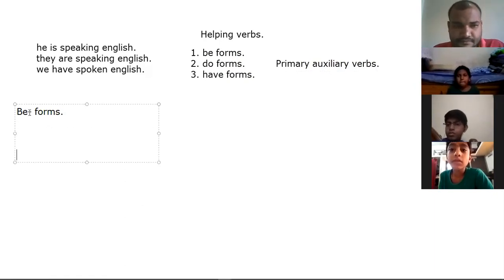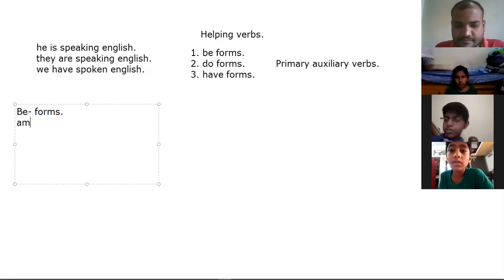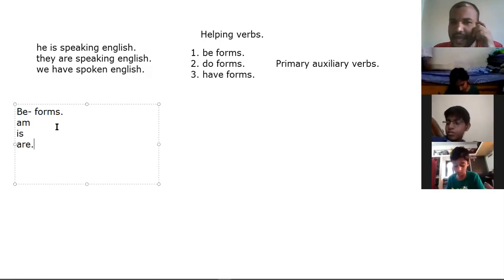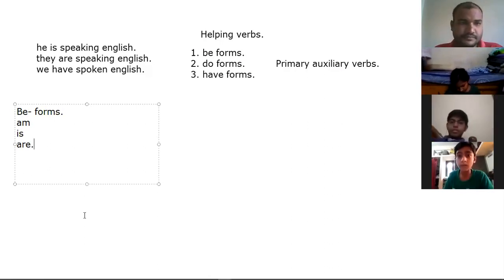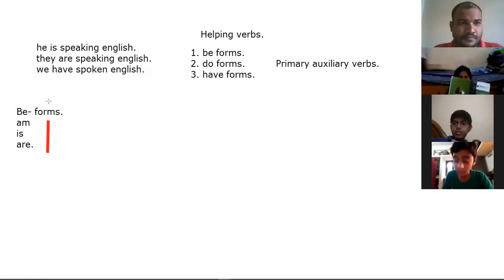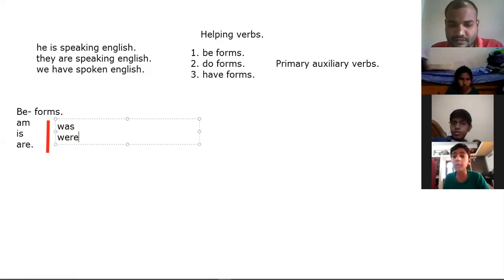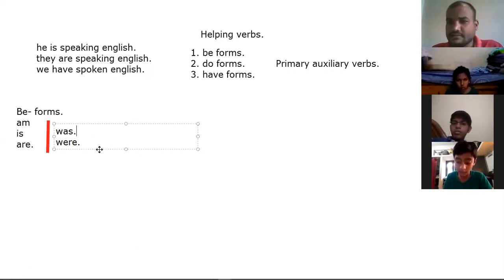First, be forms: am, is, are. In the be forms, am, is, are indicate the present tense. What's the tense there? Present tense. Okay, good. In the past tense, you'll be able to identify was, were.